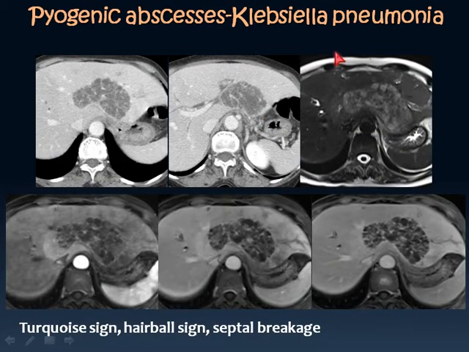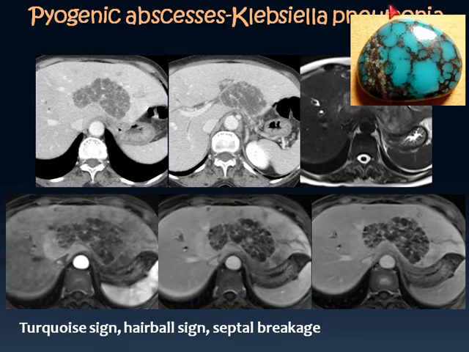This is an example of pyogenic abscess by Klebsiella pneumoniae. Cluster sign has been known to be a helpful sign for diagnosing hepatic abscess. However, pyogenic abscess by Klebsiella pneumoniae is a little bit different from typical pyogenic abscess. We can see the turquoise sign, hairball sign, showing the amorphous hair-like content in the cystic fluid and breakage of the septum, and it looks like a turquoise stone. We call this a turquoise sign.